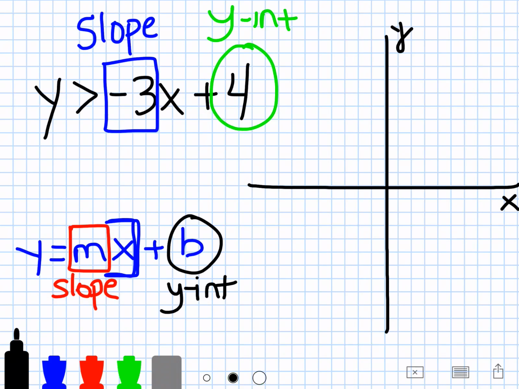I'm sorry, let me make one change to the problem. This problem is supposed to be y is greater than or equal to. So let me add that line right there for or equal to. Okay, so let's go back to me talking about the y-intercept.